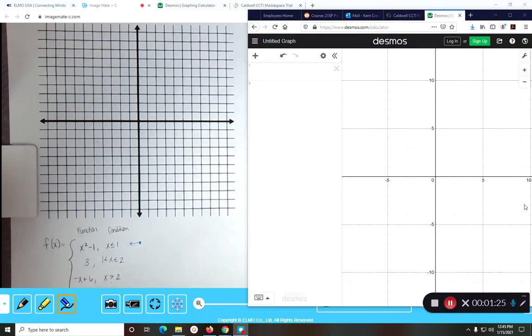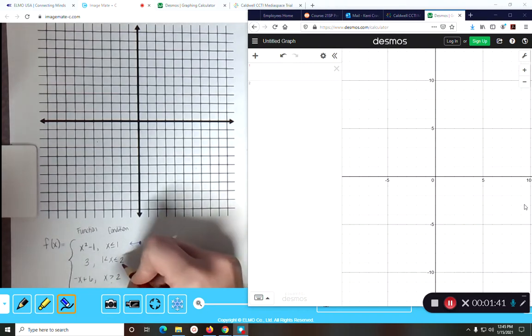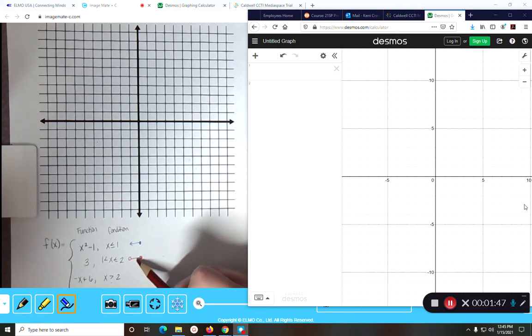Now I'm going to take red. My red function is going to be the 3. I know that I have an open circle on the left of this function and a closed circle on the right of this function because of the equal to. So I'm going to have an open circle on one side and a closed circle on the other, and we don't know what the middle is doing yet until we graph it in Desmos.